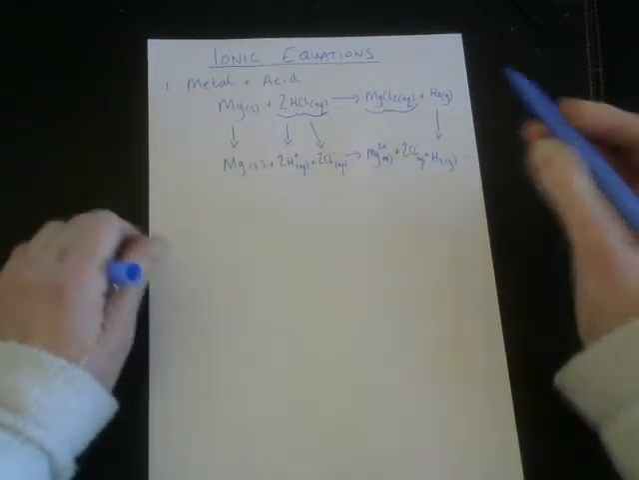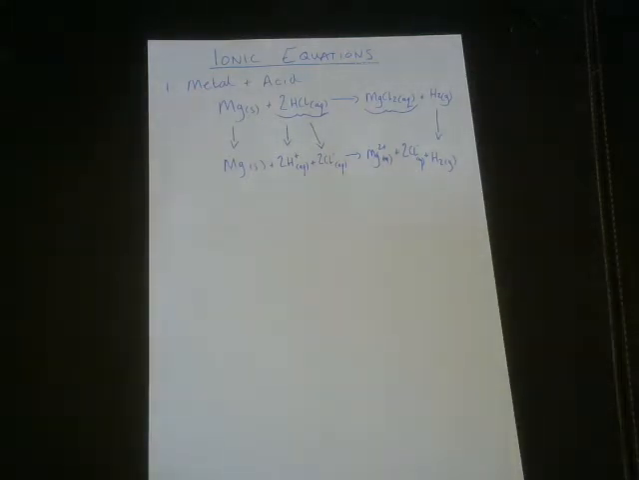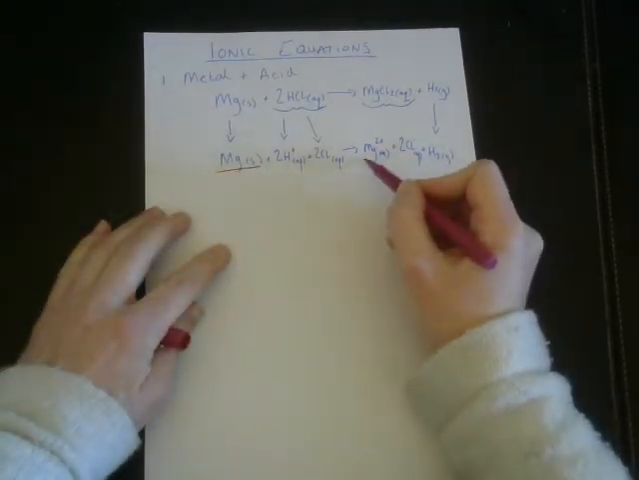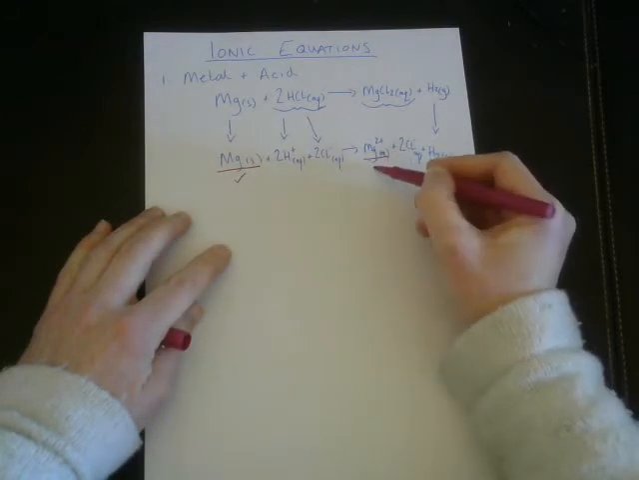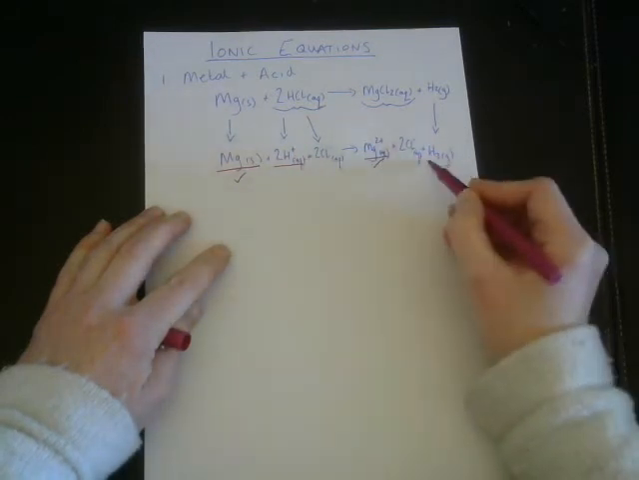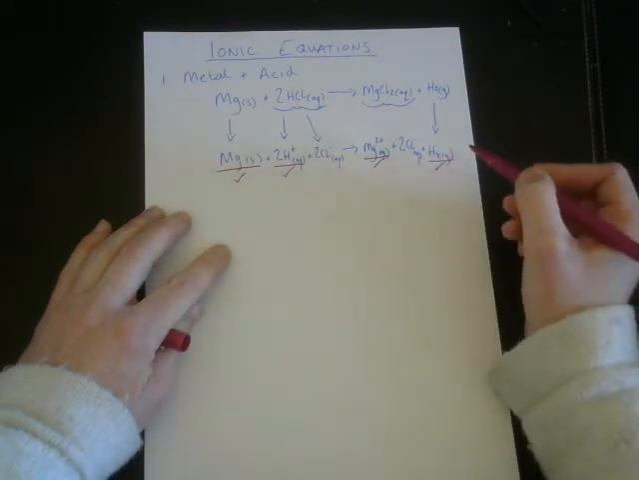Okay, so now we're going to only keep in the things that have changed charge. So if we look at the magnesium, it is neutral here. It goes to a positive ion there, so we're definitely going to keep those in. Our hydrogen ion starts off as a positive, but over here in the gas it's neutral, so we're going to keep those in. It has changed its charge.